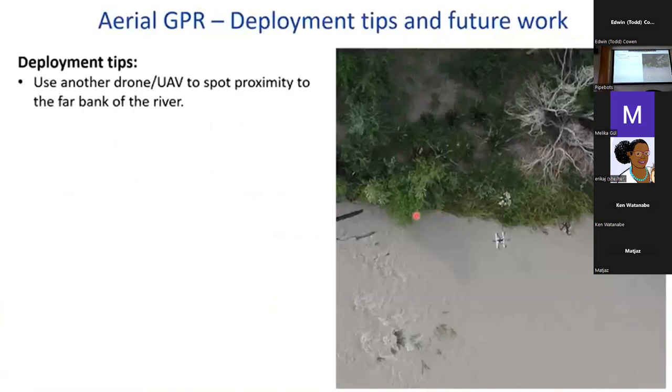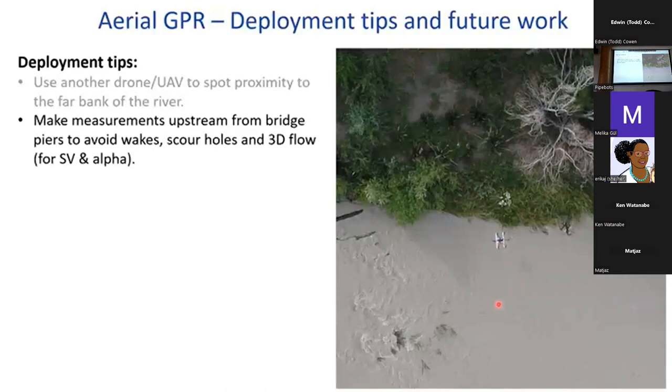Some deployment tips for other people. It can be quite hard to see the drone near the far bank. If you're trying to get close to the bank in this riparian vegetation, it can be a bit risky. So it helps to have another drone and UAV to spot the proximity. So we have two drones, two drone pilots.